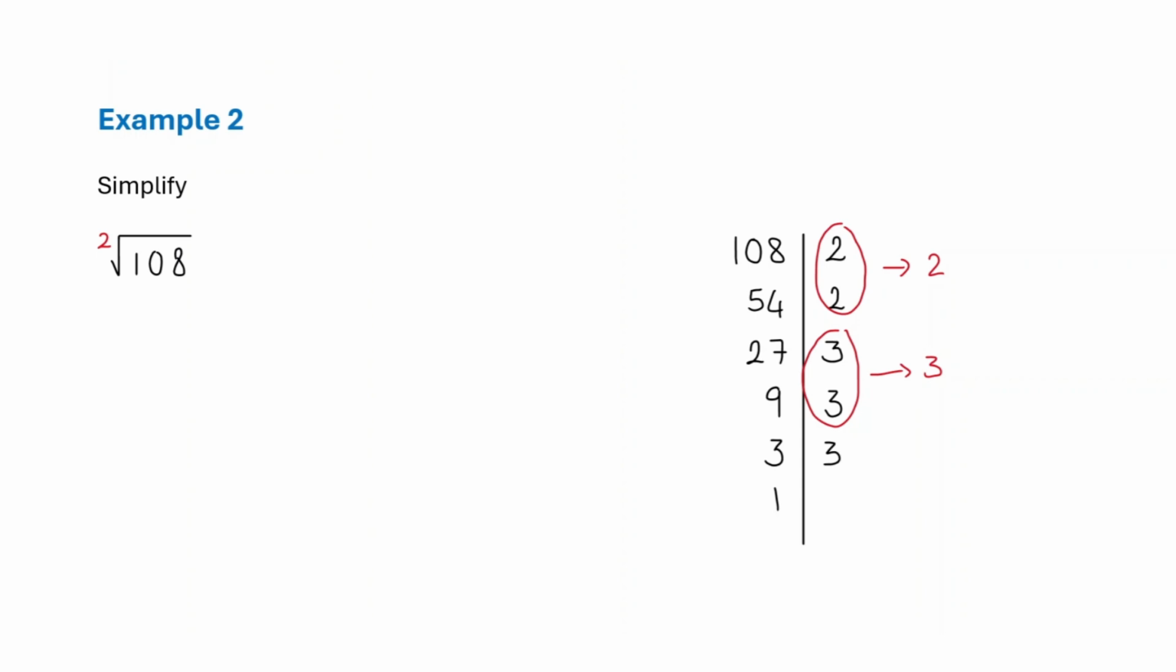We can therefore rewrite the expression as 2 multiplied by 3 multiplied by the square root of 3. Multiplying the numbers outside the radical gives us 6. So the square root of 108 simplifies to 6 root 3.